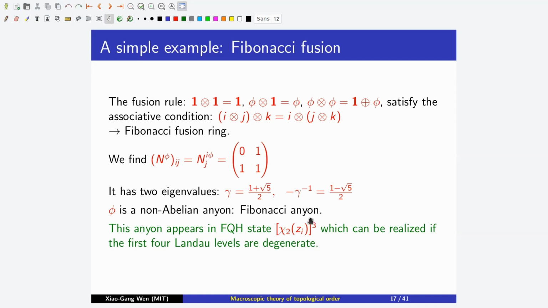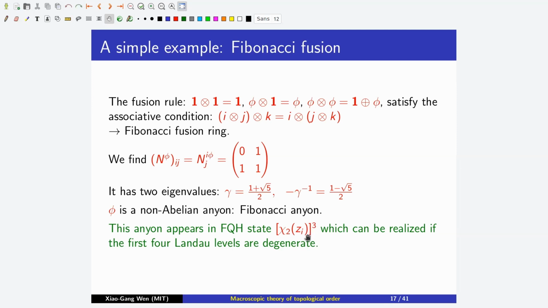And here I want to say that this particular Fibonacci anyon can hopefully be realized in experiments by this particular wave function. The chi_2 is a wave function with two filled Landau levels, which is an anti-symmetric function. We raise it to the third power, and it is still an anti-symmetric function. So this is a legal wave function for fermionic electrons. And it is conjectured that we can realize this if the first four Landau levels are degenerate. Then the Coulomb interaction just creates this third order zero, because chi_2 has a first order zero when two electrons approach each other. You raise it to the third power, you get a third order zero.